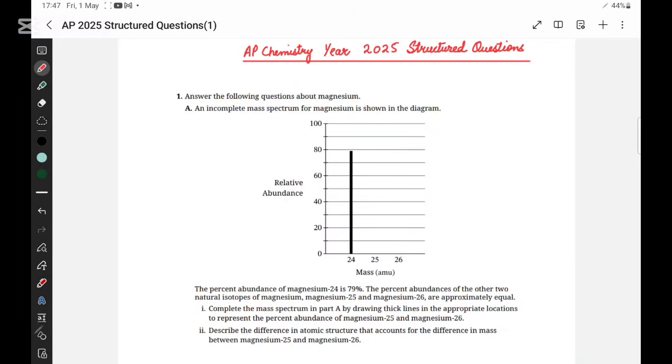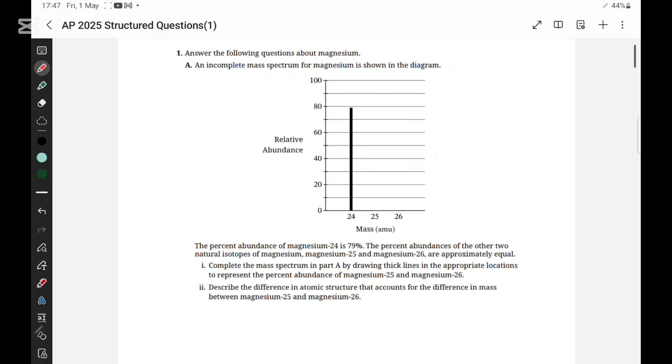Attempting AP Chemistry year 2025 structured questions, which are free response questions. Answer the following questions about magnesium. An incomplete mass spectrum of magnesium is shown in the diagram. The percentage abundance of magnesium-24 isotope is 79%. The percent abundance of the other two natural isotopes of magnesium, 25 and 26, are approximately equal.